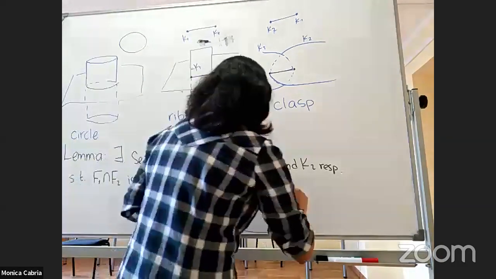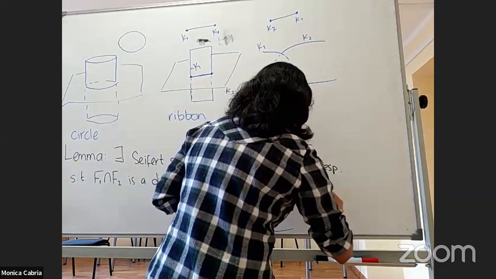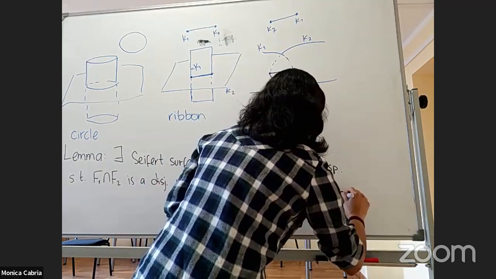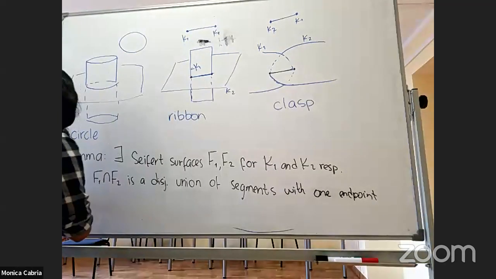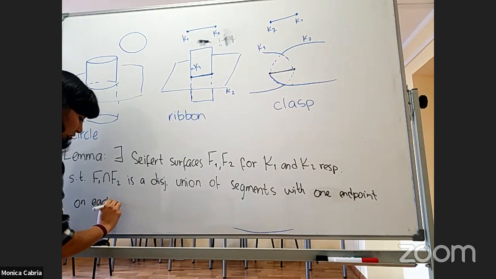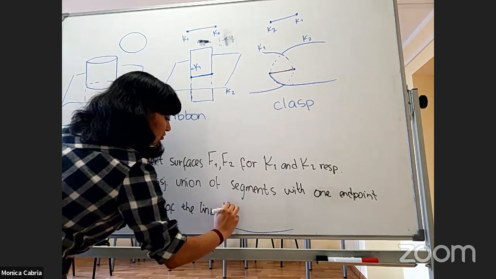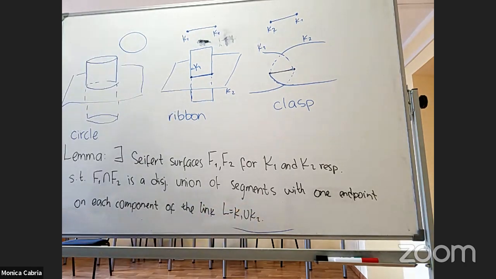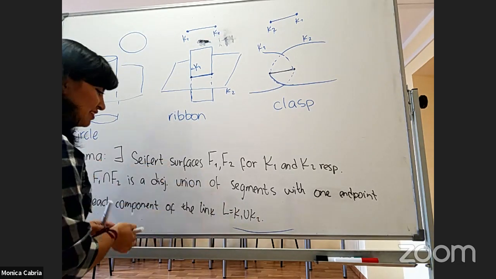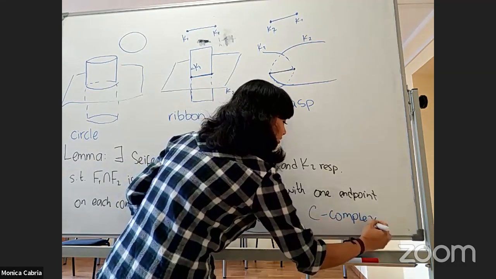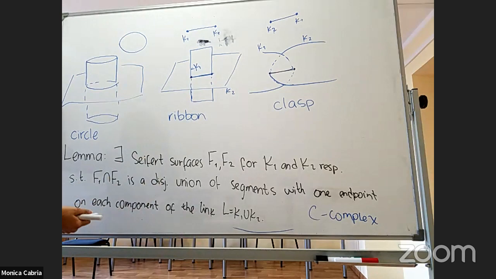But maybe you can write it down, because it is a part of the statement of the lemma. With, let's say, one endpoint on each component, which we said it was this, right? Okay, so when we have this, then we will call this the C-complex, which I will write in another folder here. So, let's check the proof for this lemma.